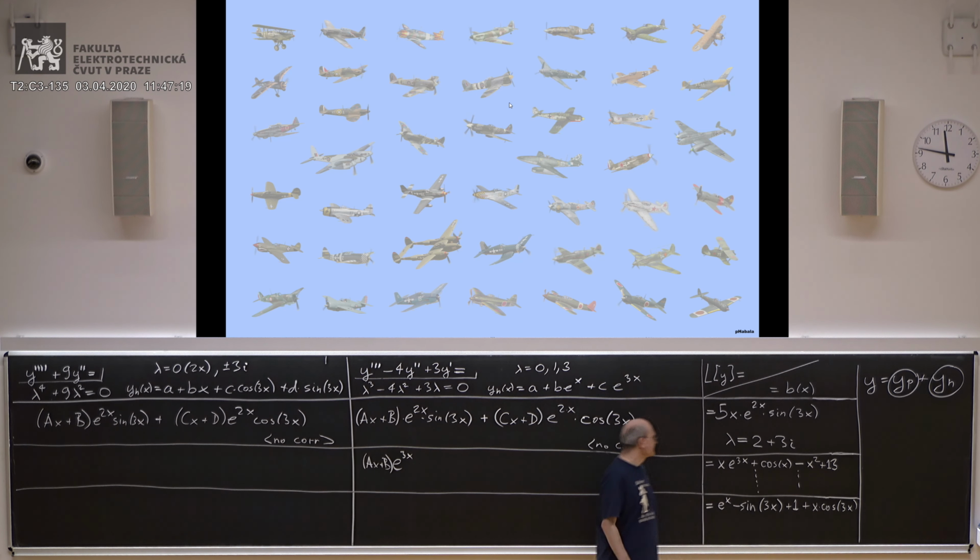Let's move to the second one. Okay, I'm going to put plus here, and I'm going to preserve exponentials. I just preserved exponentials that I can see there. I'm going to preserve cosines.